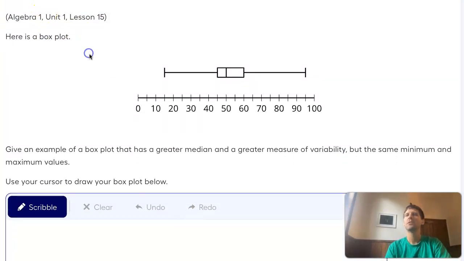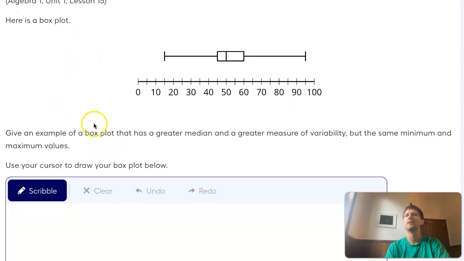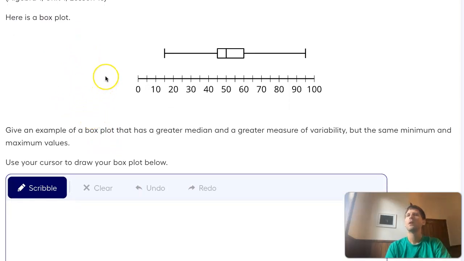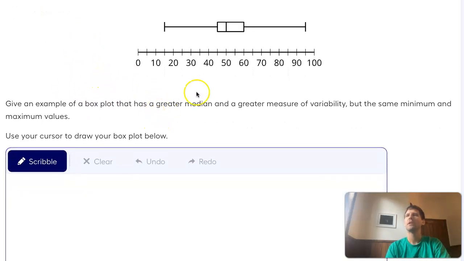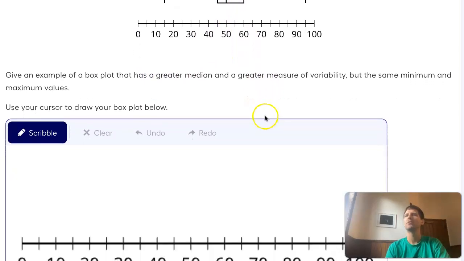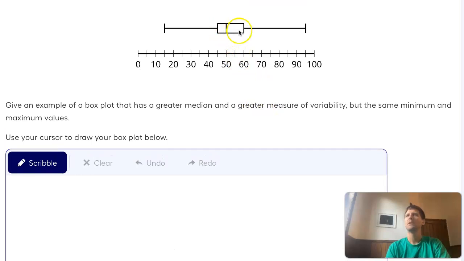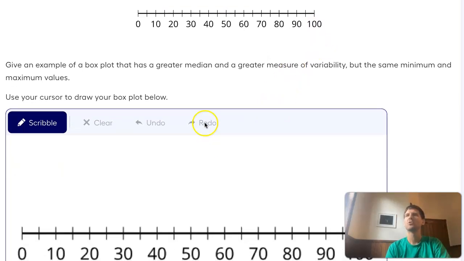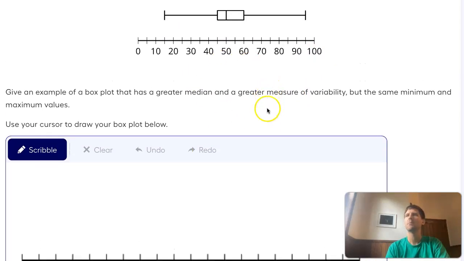Okay, so now we're on to the next one. We have a box plot. Give an example of a box plot that has a greater median, so this line has to be to the right, and a greater measure of variability, meaning we're going to just need to make the box wider to make the IQR bigger, show us that they're spread out, but the same minimum and maximum.